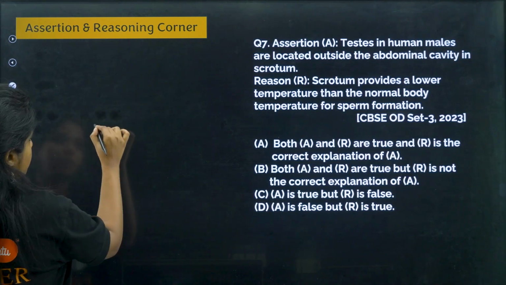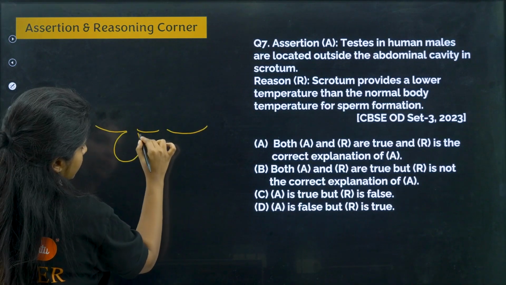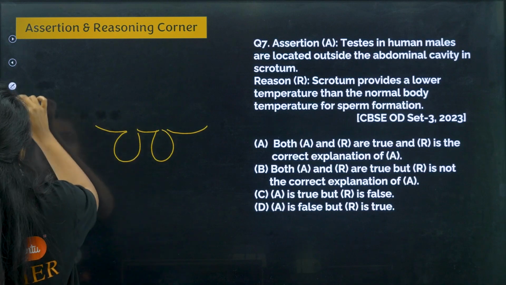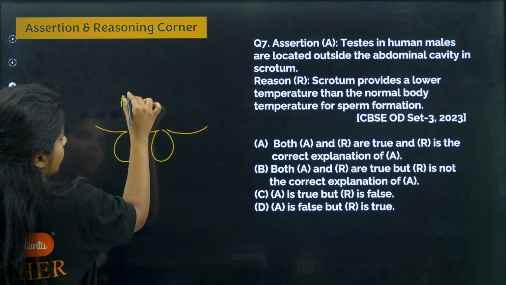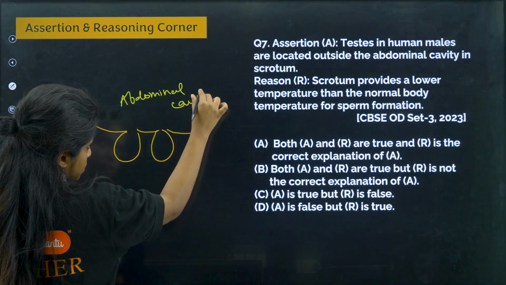So suppose this is the abdominal cavity and the testis is located outside like this. Why is the testis located outside? Because inside the abdominal cavity, the temperature is way too much.